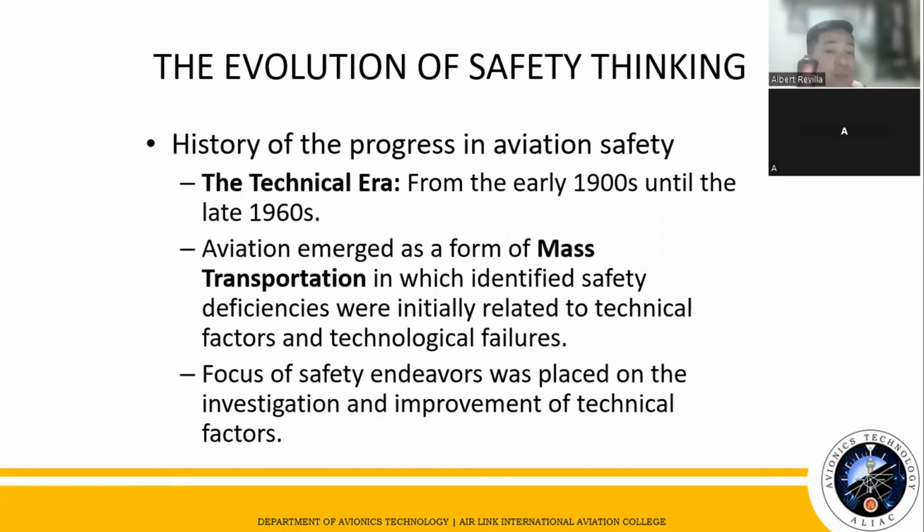So, yun na, di ba? More on nagkakaroon ng system failures palagi in the technical area. So the focus of the safety endeavors was placed on the investigation and improvement of technical factors.